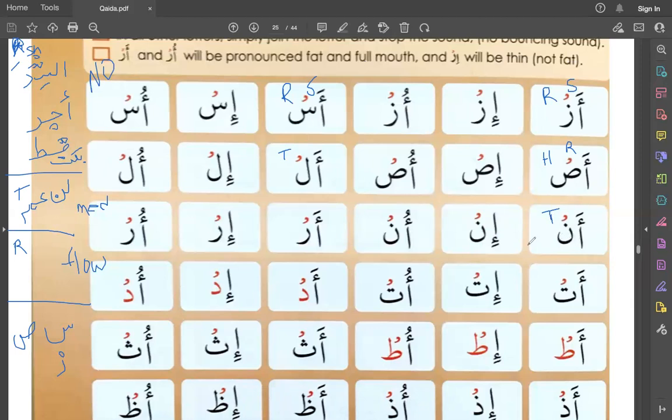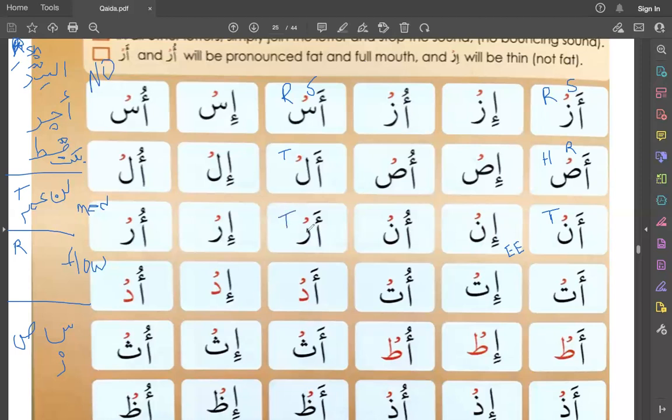And medium flow of sound. In medium flow of sound for noon. For kasra, you are giving a very nice E sound. Ra, where ra falls, this is part of tawassut.